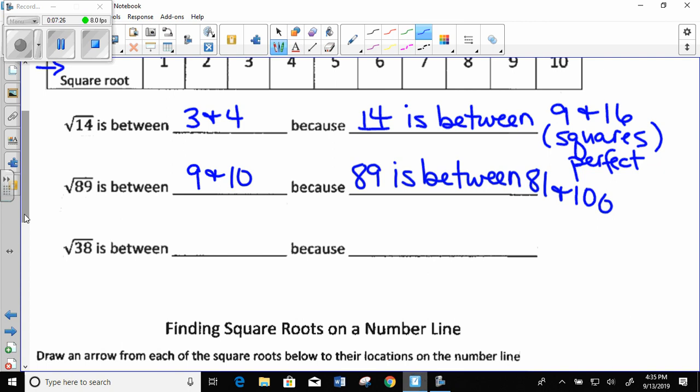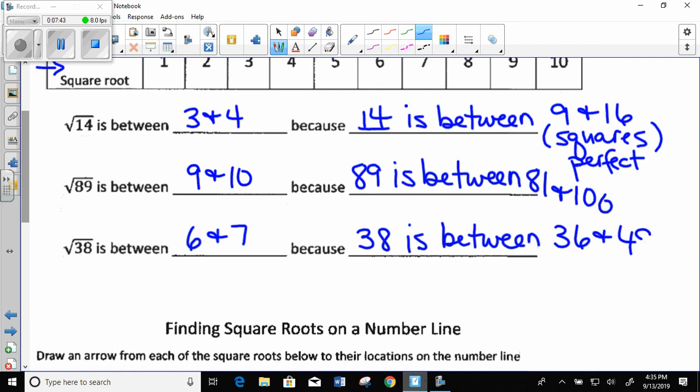Okay, let's check and see what you did. You should have found that the square root of 38 is between the numbers 6 and 7, because 38 is between 36 and 49. Good job. Okay, let's look on the number line.